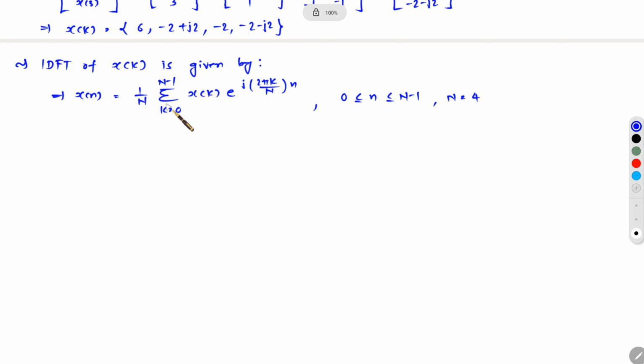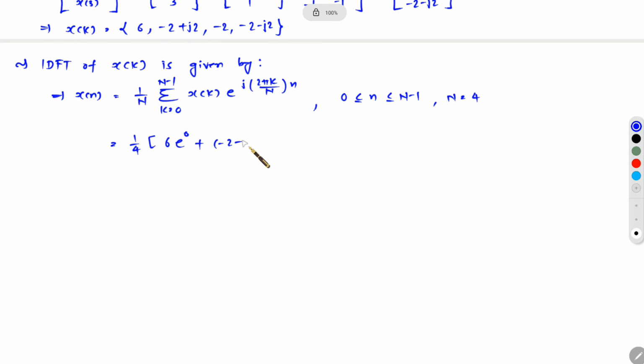Now I will simplify this calculation. So here we have 1 by N, that is 1 by 4. Now x of k into e to the power, this term is there with us, where initially k is equal to 0. So x of 0 will be there, and x of 0 is 6. So I'll be saying 6 into e to the power 0, that is the first element as per this summation. Now after summation, here we have the second element of x of k, that is minus 2 plus j2.